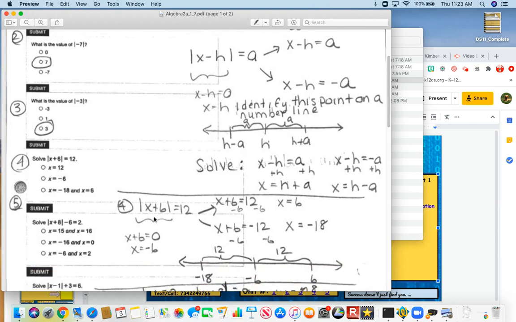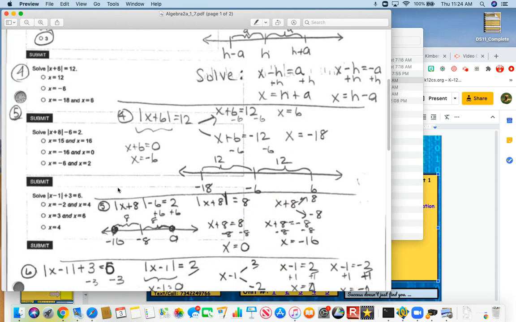So here's your equation, absolute value of x plus 6 equals 12. So rewrite this as 2 separate equations, the first being equal to 12 and the second being equal to negative 12. Now solve. So to solve the first one, subtract 6 from both sides. 12 minus 6 is 6. To solve the second one, subtract 6 from both sides. Negative 12 minus 6 is negative 18.